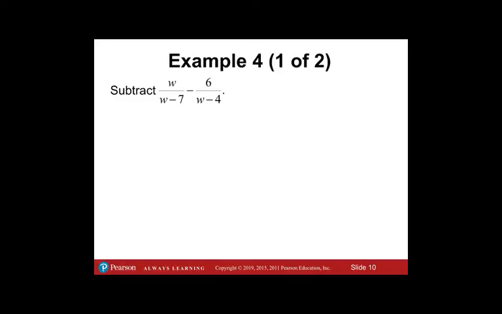Okay, so with this, it's a good idea to maybe try pausing the video and see, first, can you identify the LCD on your own? If you can identify the LCD, can you get the two rational expressions that have the same denominator? And see how far you can take it on your own before I do it. Because as long as you're just following me, you're not going to get it. You have to get the idea and then try it yourself.